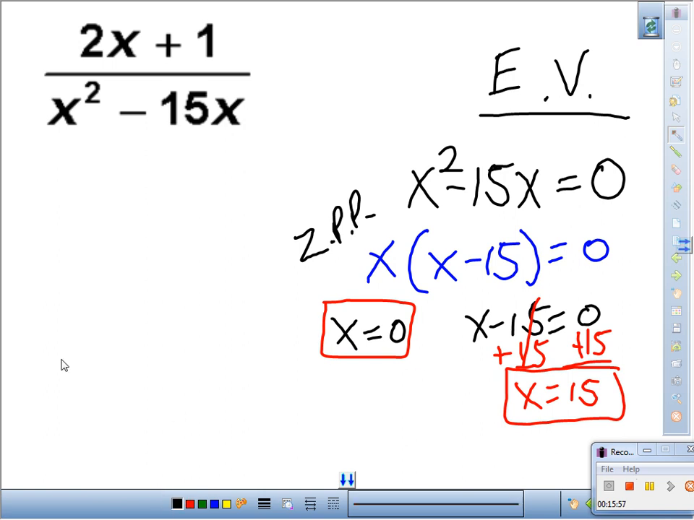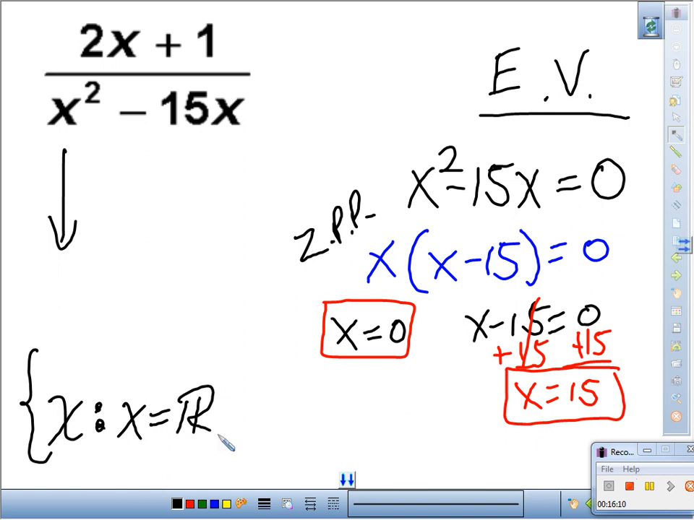So this one has how many excluded values? 2, these two. So let's write what are the possible values that we can use for x. The possible values are the set of all x's such that x equals what, everyone? Any real number except x cannot equal 0 or 15. That is correct. How are we doing? All right.